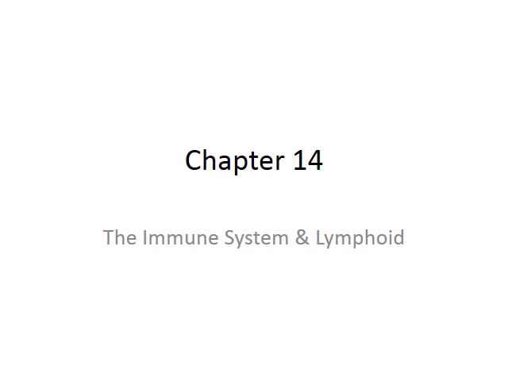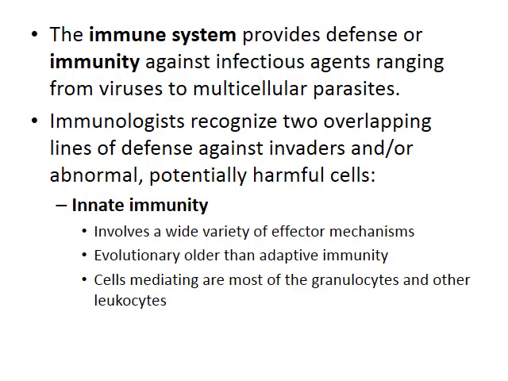In this lecture, we'll be covering part of Chapter 14, which is going to be over the immune system and the lymphoid organs. So the immune system in your body is going to be what provides defense against any sort of infectious agents, all the way from viruses, all the way up to multicellular parasites. Now, this defense that they're providing is, in other words, the immunity that you have against foreign organisms.